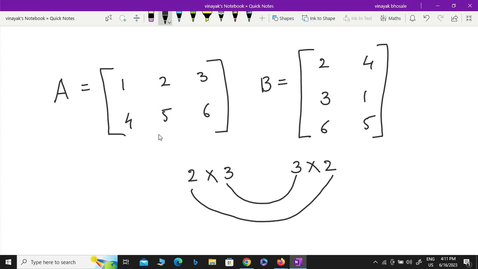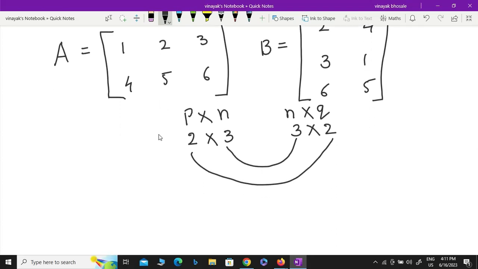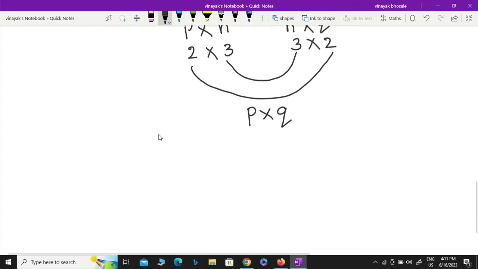cross 2. So I'm going to name these terms P, N, N, and Q instead of R and C. I'm going to name this 2 as P, and this 3 as N, and again this 3 as N, and this 2 as Q. Here we can see N is equal to 3, and the dimension of the resultant matrix is going to be P cross Q. All right, so let us multiply these two matrices.